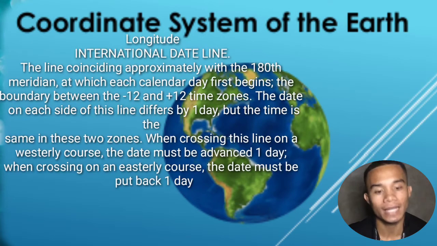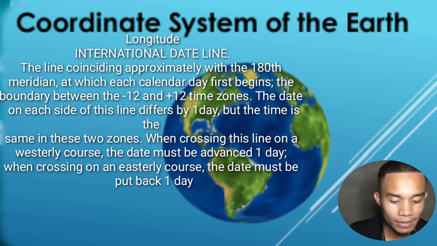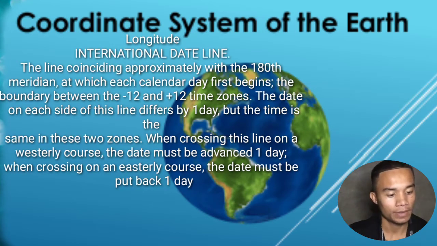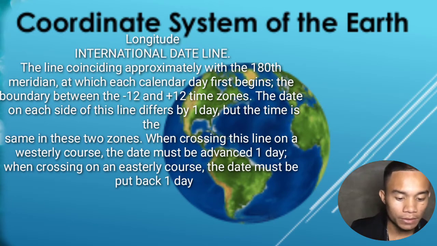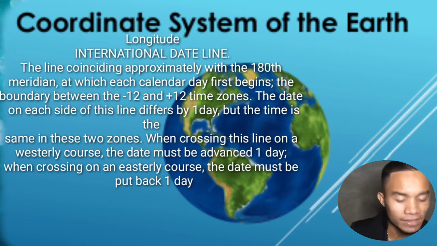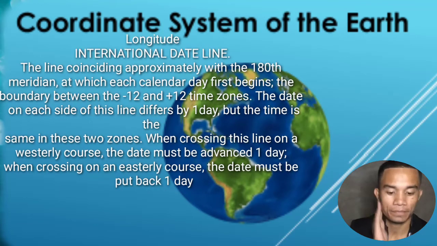Longitude, international date line. The line coincides approximately with the 180th meridian, between minus 12 and plus 12 time zones. The date on each side of the line differs by 1 day. When crossing on a westerly course, the date must be advanced by 1 day. When crossing on an easterly course, the date must be put back by 1 day.